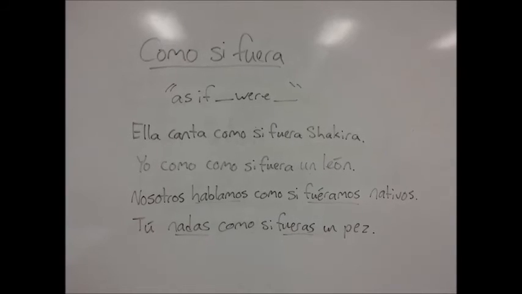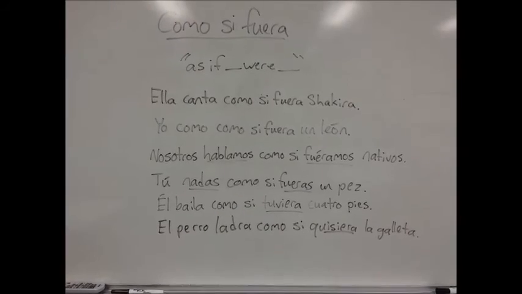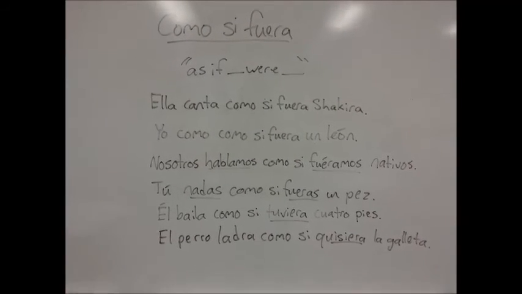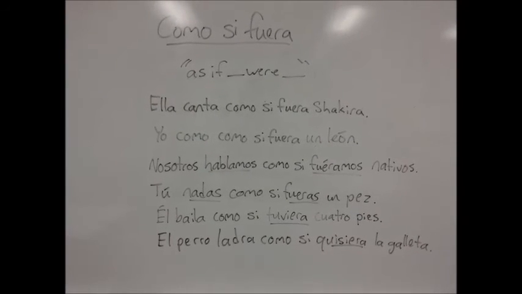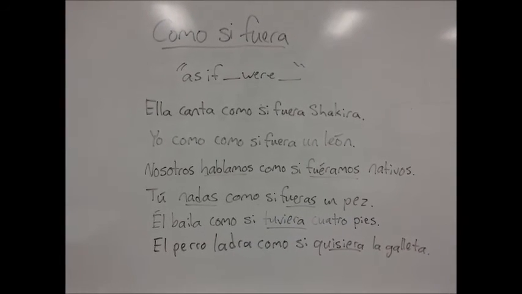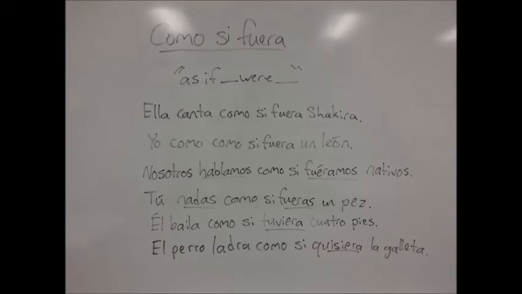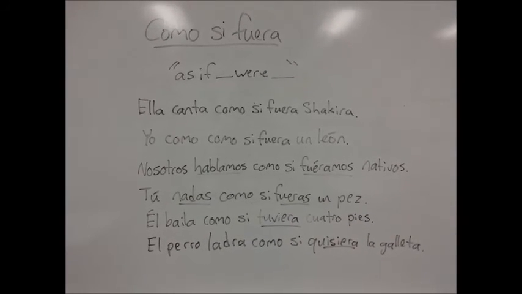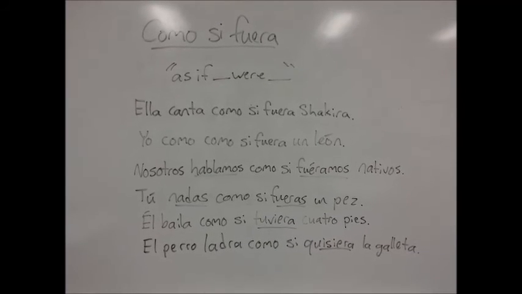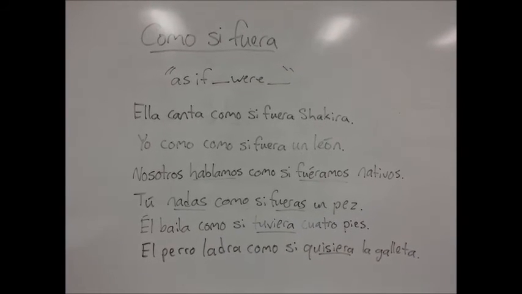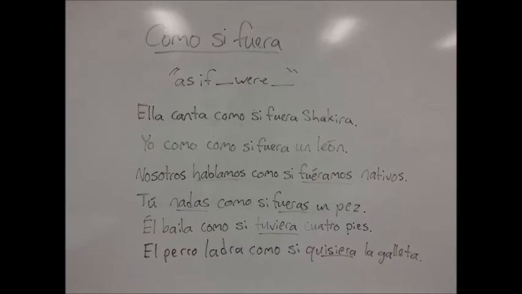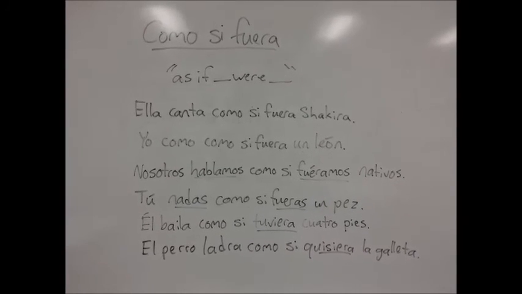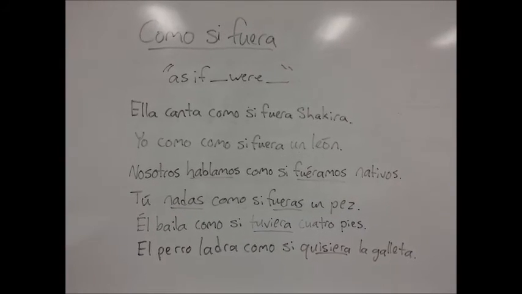You can use it with other verbs also. In these last two examples, you can see that we use como si fuera with plenty of other verbs. All these verbs are always conjugated in the imperfect subjunctive. Él baila como si tuviera 4 pies. He dances as if he had 4 feet. And el perro ladra como si quisiera la galleta means the dog barks as if he wants the cookie.